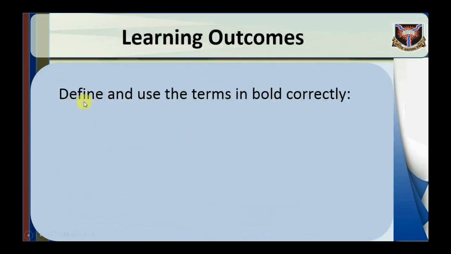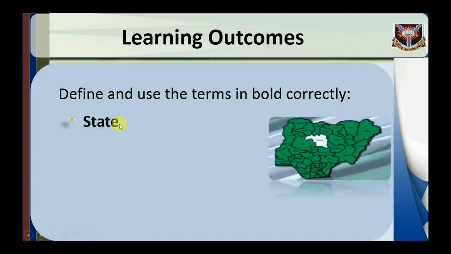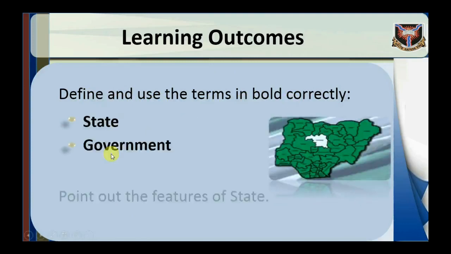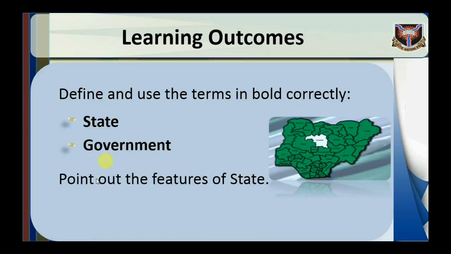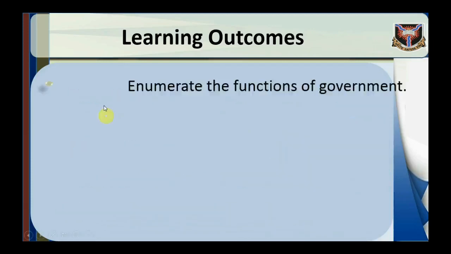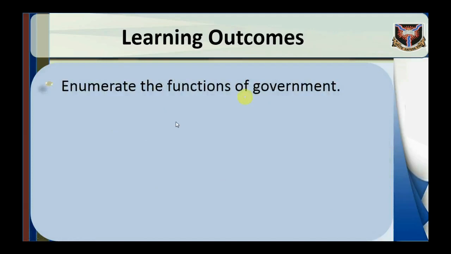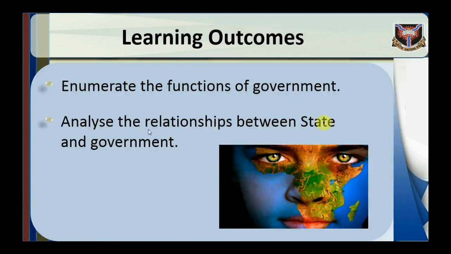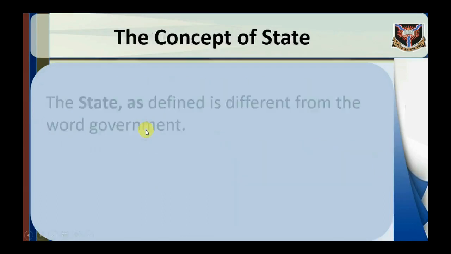Learning outcomes. After you have studied this study session, you should be able to: 1. Define and use the terms in bold correctly, state and government. 2. Point out the features of state. 3. Outline the structure of government. 4. Enumerate the functions of government. And 5. Analyze the relationships between state and government.